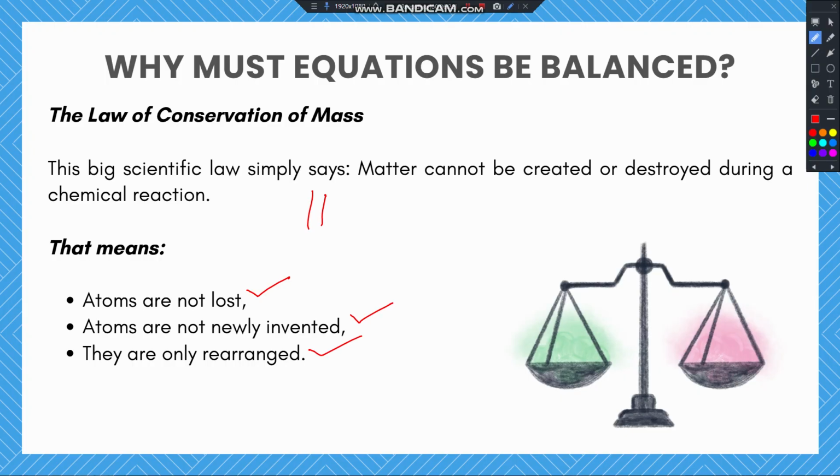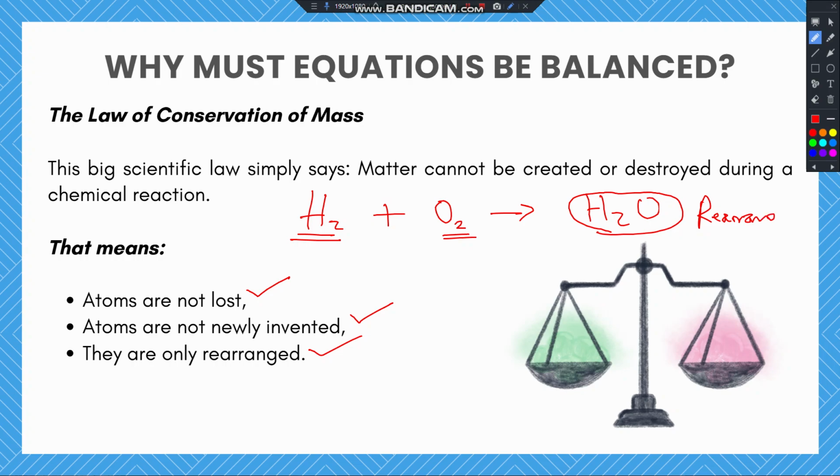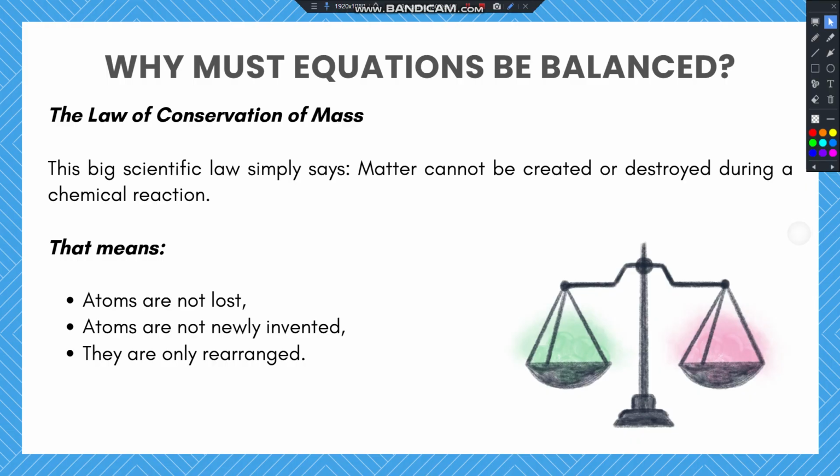Here is the example that we looked at: H2 hydrogen plus oxygen O2 yielding H2O. You can see the rearrangement that took place. Over here, hydrogen was standing alone, oxygen was standing alone. But on the right hand side of the equation, you can see that they have been joined together, which is a form of being rearranged. So that's what the law of conservation of mass simply talks about.